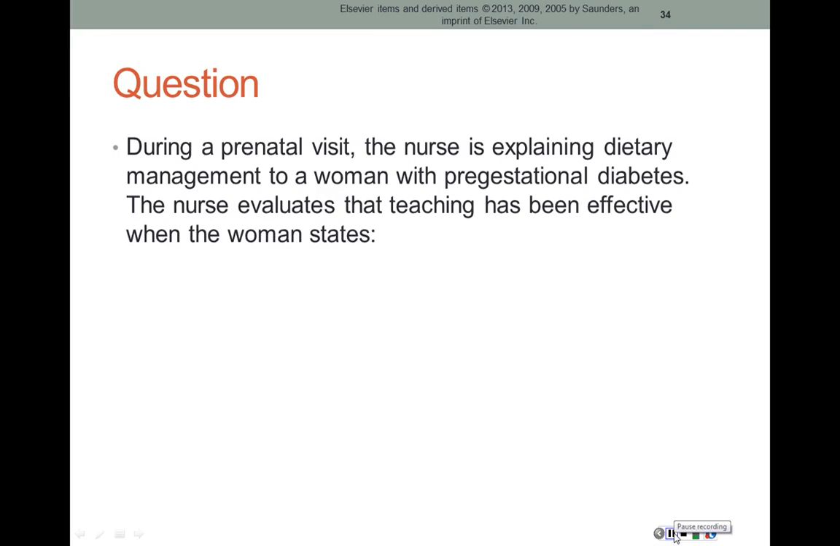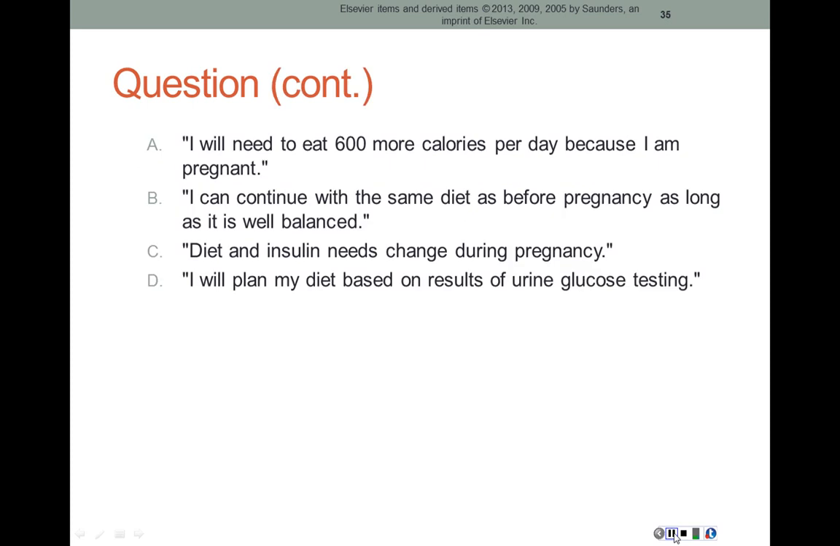Okay, so question. During a prenatal visit, the nurse is explaining dietary management to a woman with pre-gestational diabetes. The nurse evaluates that teaching has been effective when the woman states: A, I will need to eat 600 more calories per day because I am pregnant. B, I can continue with the same diet as before pregnancy as long as it is well balanced. C, diet and insulin needs change during pregnancy. D, I will plan my diet based on results of urine glucose testing.